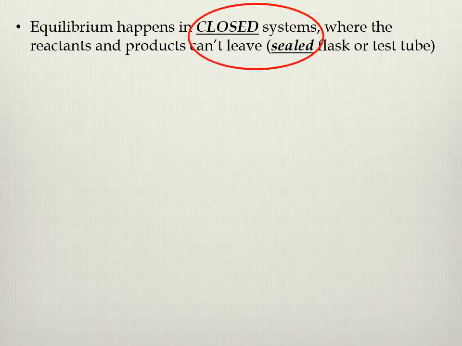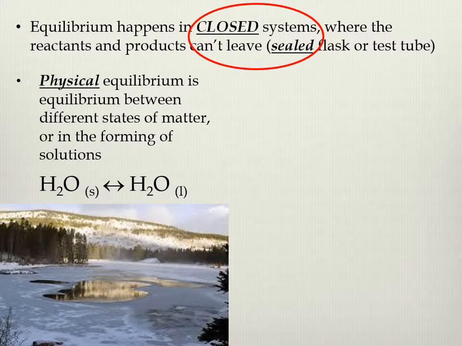So when we're talking about equilibrium, it's really important to know that it's always going to be a closed system, so we have everything self-contained and we're not losing anything, we're not gaining anything. Now we can have either physical or chemical equilibrium. These are like physical and chemical changes, a little bit different, but the same kind of basic principle.